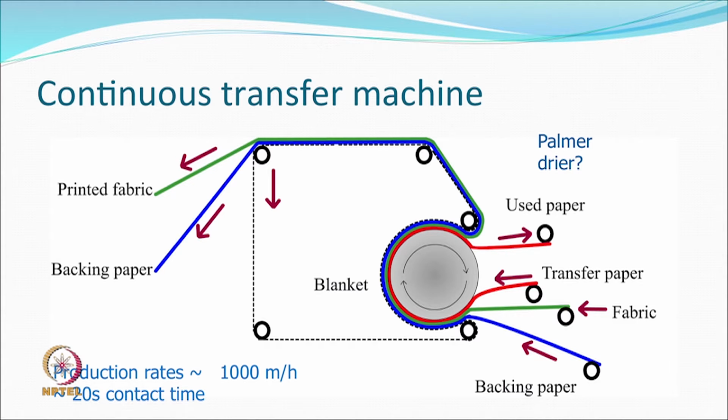So, you have a blanket, you have a paper, and you have the fabric entering from one side and getting out of the other side. At a contact time of 20 seconds, based on the type of fabric and the type of design, you may be able to achieve very high production rates, which you would never think of in any other process, because you are at a higher temperature. Transfer is in vapor form, and it is a clean process. So, nobody can say that this advantage does not exist.